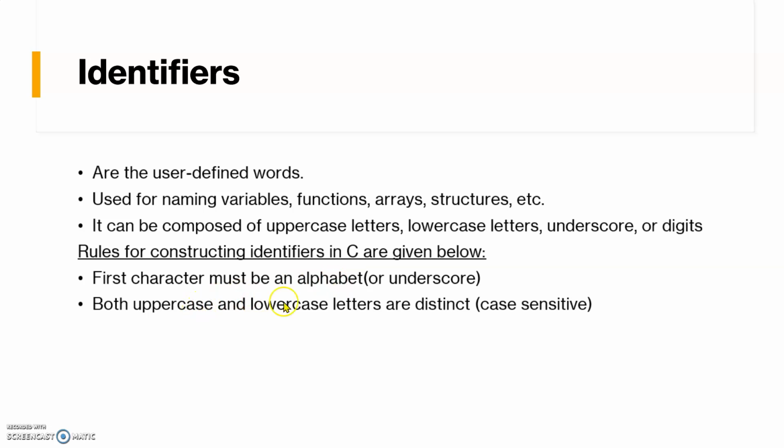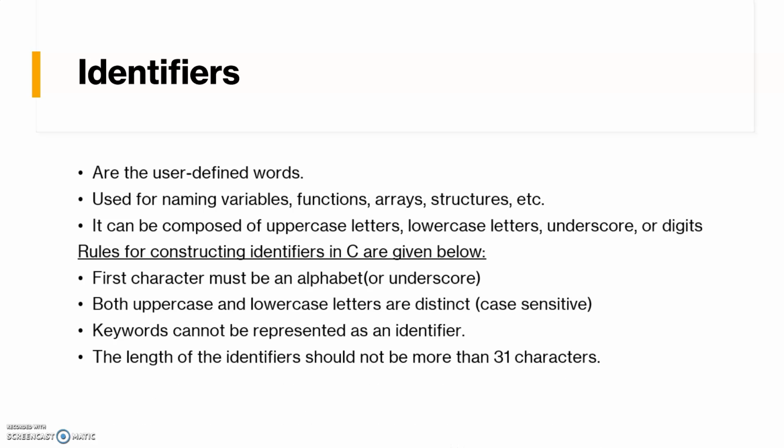And uppercase letters and lowercase letters are completely different. Suppose one identifier is a in small letter, and another can be a in capital letter, because uppercase and lowercase letters are distinct, since C is case sensitive. So the first letter should be an alphabet or underscore, and uppercase and lowercase letters are completely different. And the 32 keywords we have cannot be used as your identifier.